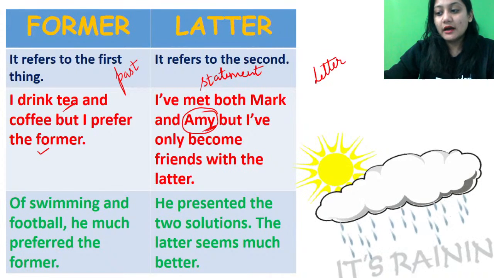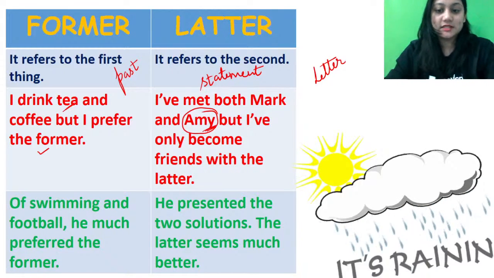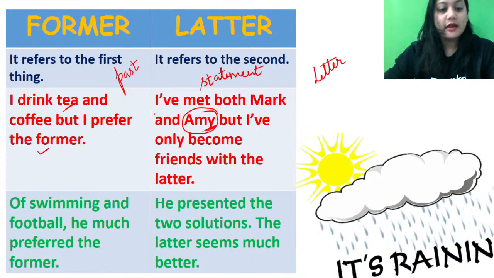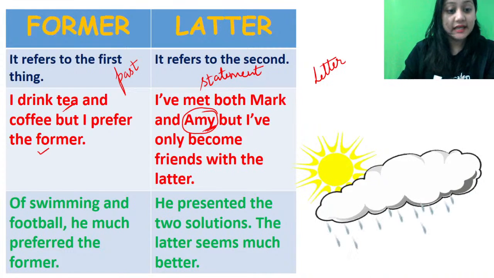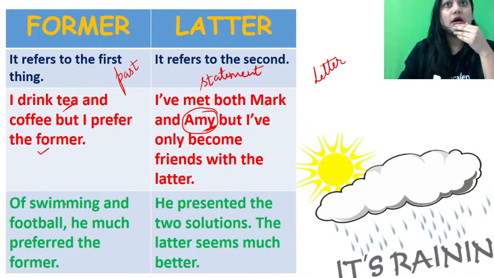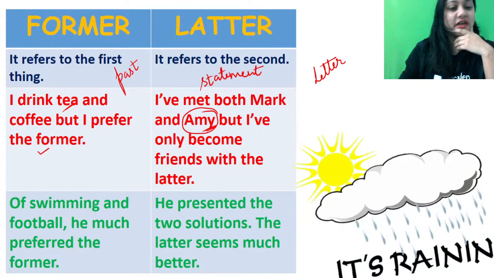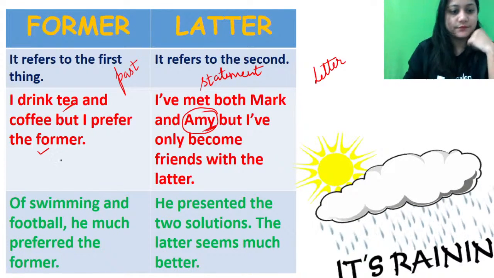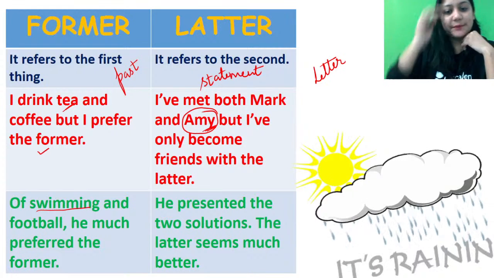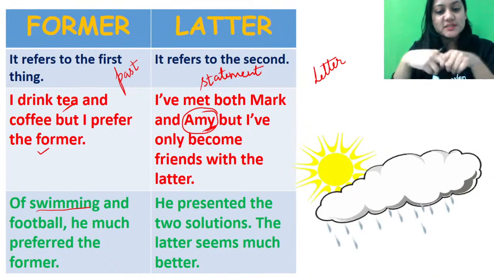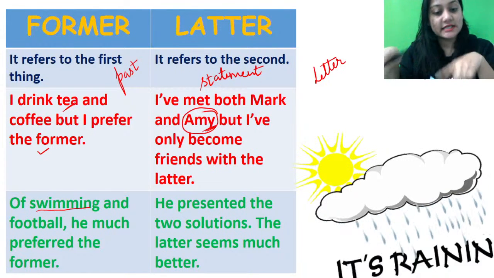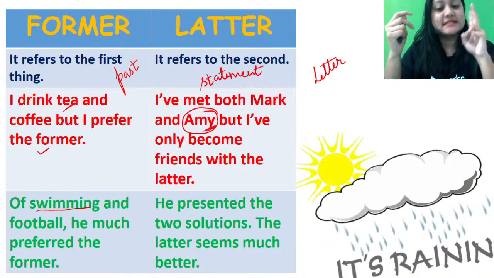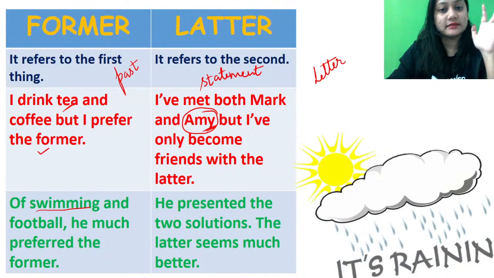Clear? ये वाला ना हम लोग के लिटरेचर में काफी जगह पे यूज होते हैं ये टर्म्स former and latter. ठीक है? For example, of swimming and football he much preferred the former. Again, former, पहले. For example, Indira Gandhi is the former prime minister of our country. Prime minister है ना? Yeah. Okay. So that's swimming. He presented the two solutions. तो उसने दो solutions present किए. The latter seems much better, but I am comfortable with the latter one. जो उसने last में present किया, जो उसने second वाला present किया, I am comfortable with that.